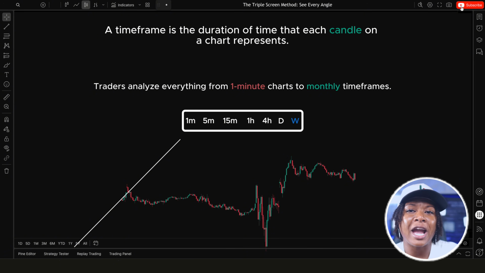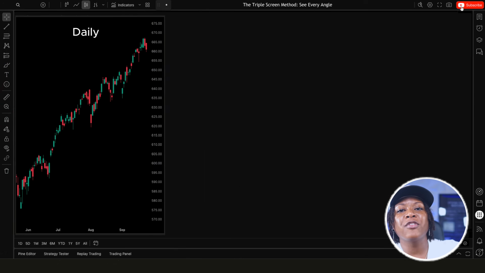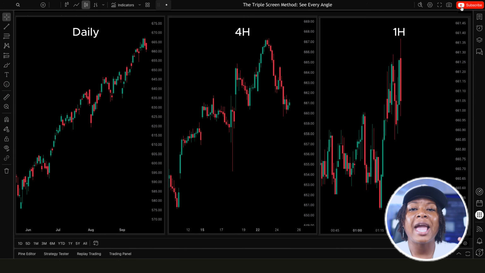So when I was starting out, I really didn't understand the different time frames and that they each served a different purpose. And figuring this out was a complete game changer for my trading. This is the most important thing that I've learned about time frames. Every time frame gives you a different perspective, and using them together strategically is going to be one of the easiest ways to level up your trading.